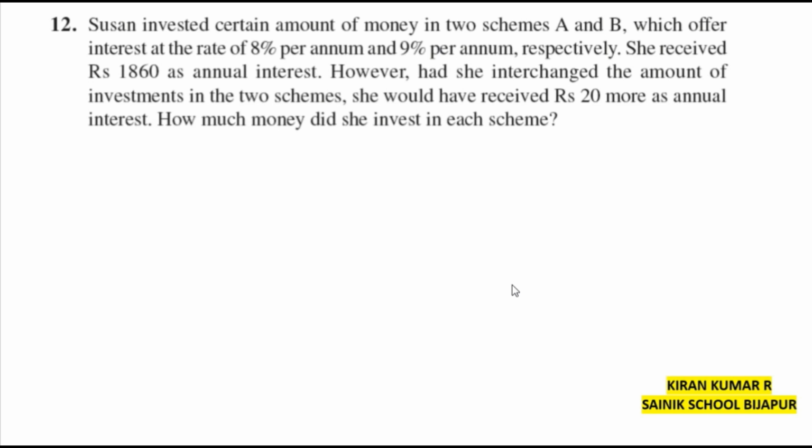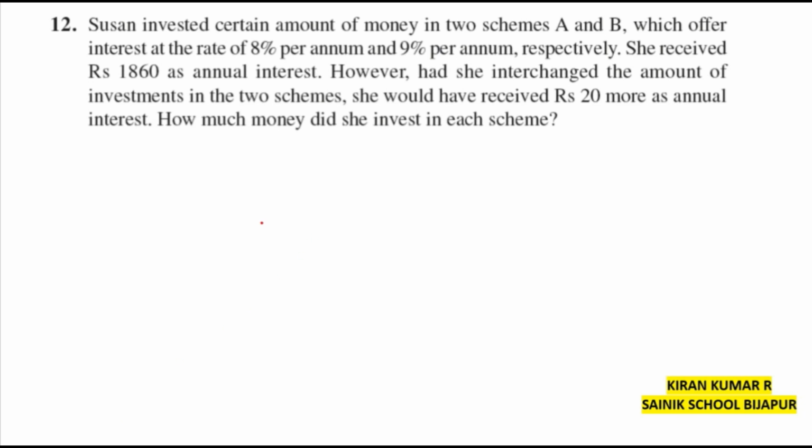Susan invested certain amount of money in two schemes A and B, which offers interest at the rate of 8% per annum and 9% per annum respectively. She received rupees 1860 as annual interest. However, had she interchanged the amount of investments in the two schemes, she would have received rupees 20 more as annual interest. How much money did she invest in each scheme?